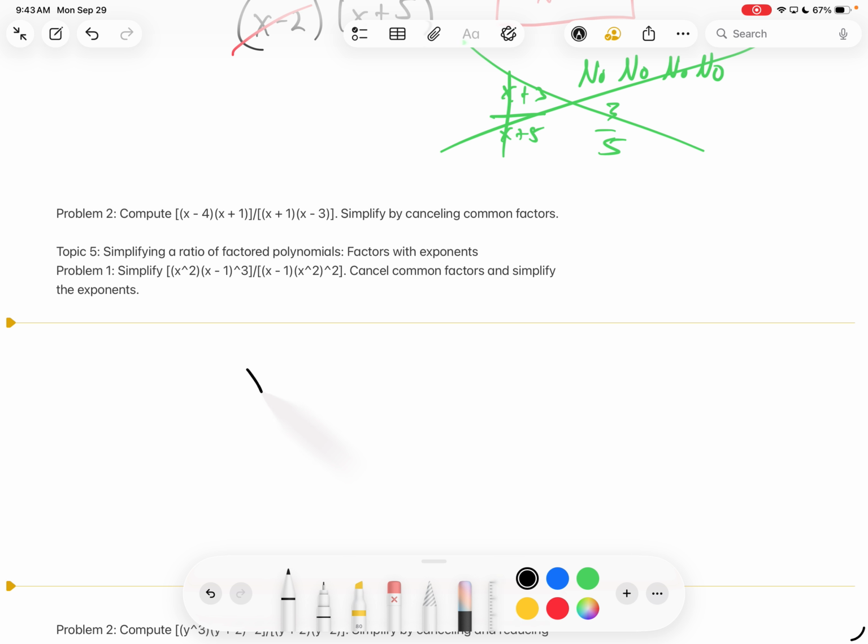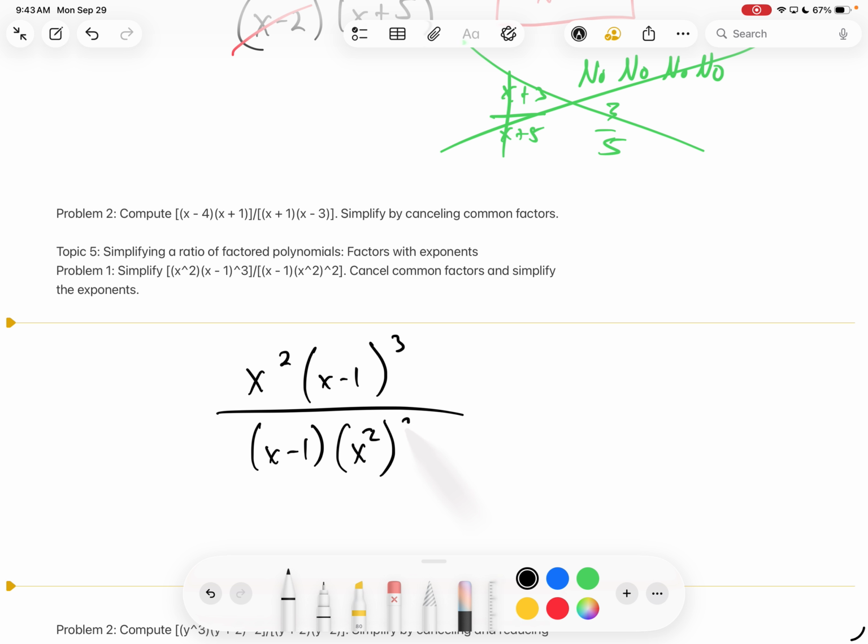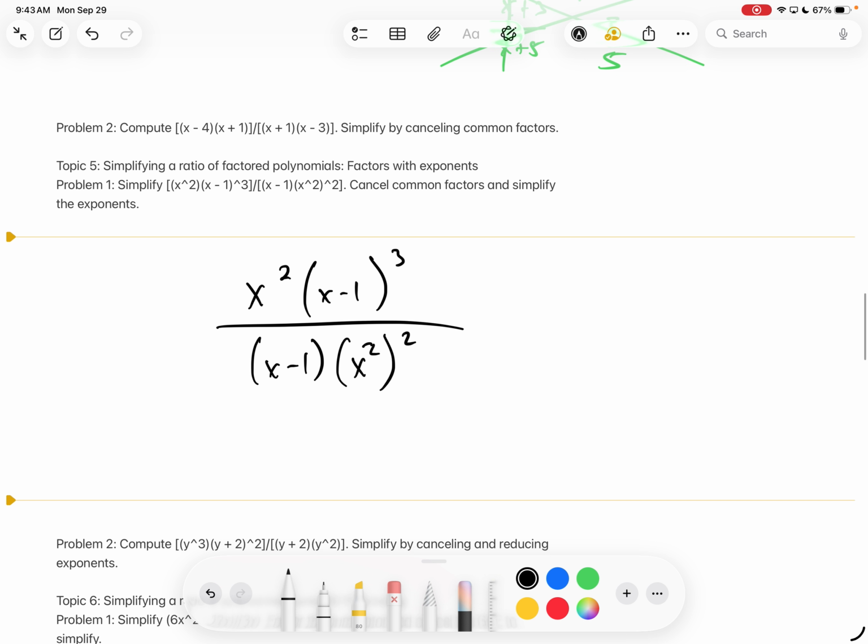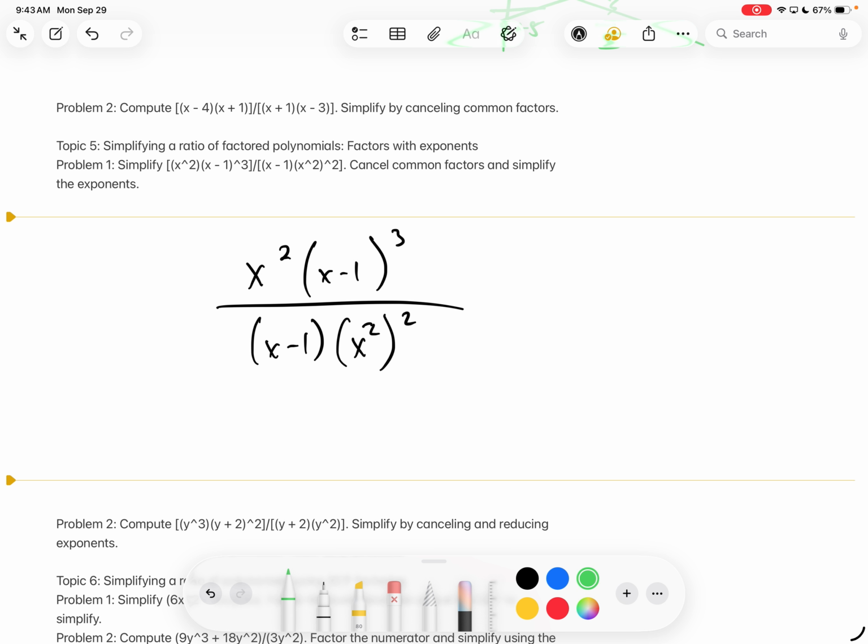What's this one? x squared times x minus 1 cubed over x minus 1 times x squared squared. Okay, so this one's kind of strange. But we can change x squared squared right here. This is actually x to the 4th. That's probably the easier way to think about that. That's x to the 4th.